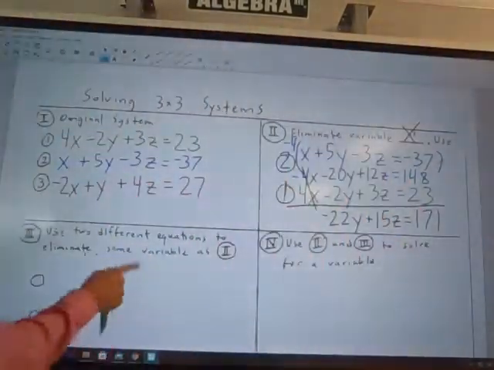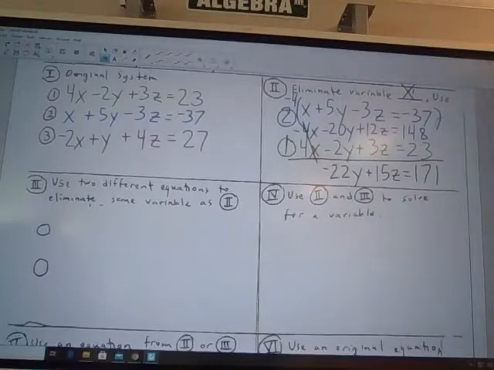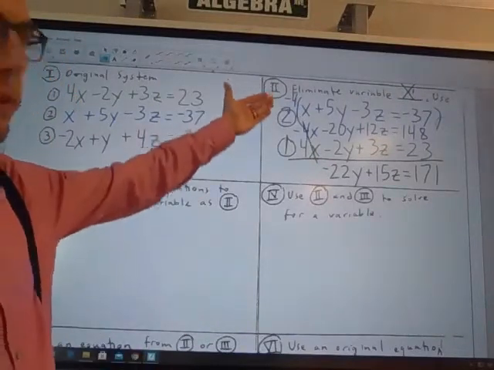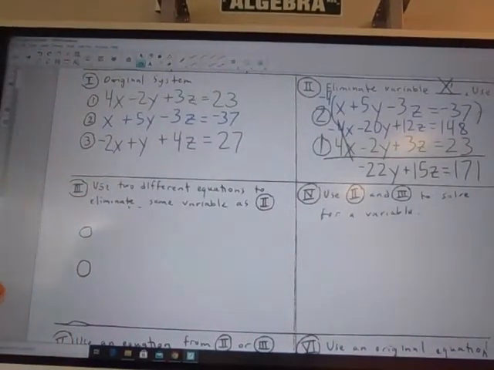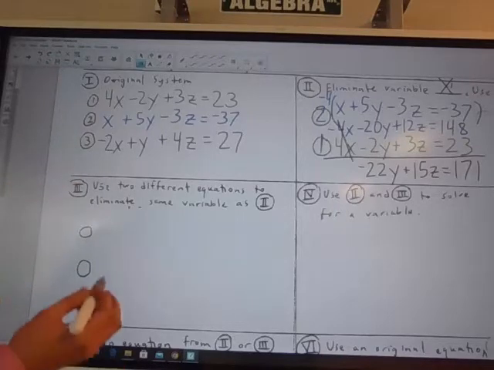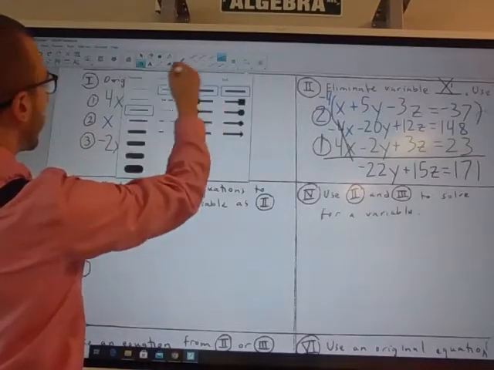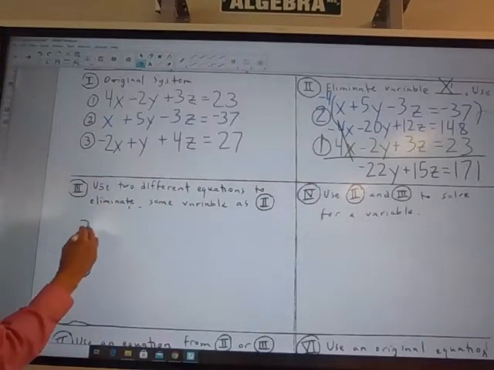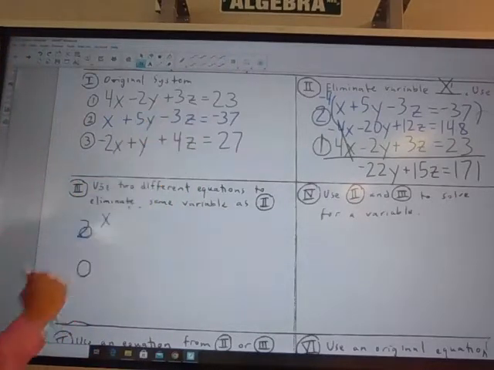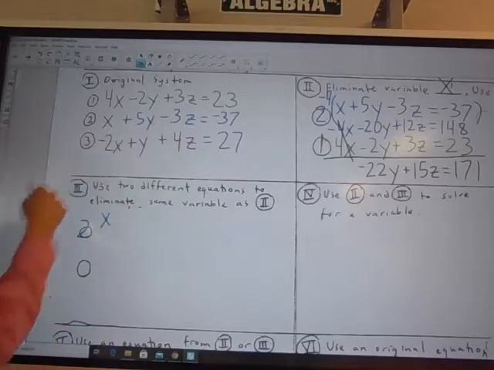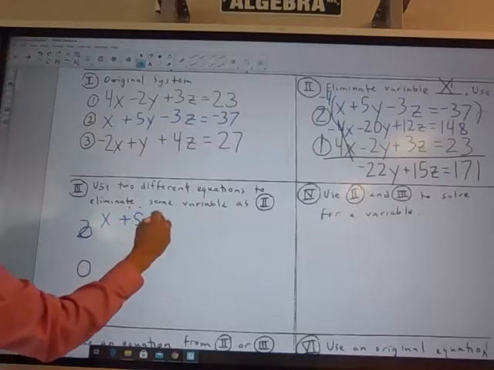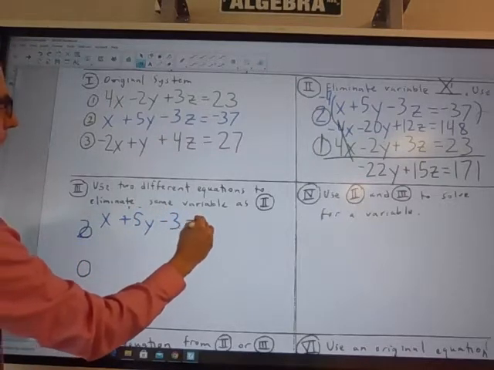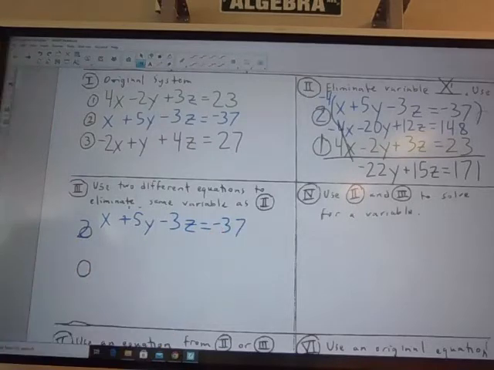Now moving down to step 3 here. Remember, we have to use 2 different equations, so not 1 and 2 again. We'll use 2 different equations to eliminate that same variable x. All right, now I'm going to use equations 2 and 3. So again, I'm going to write equation 2 on top for the same reason I did over there, because I know that equation 2 is the one I'm going to be manipulating. So I have x plus 5y minus 3z equals negative 37.